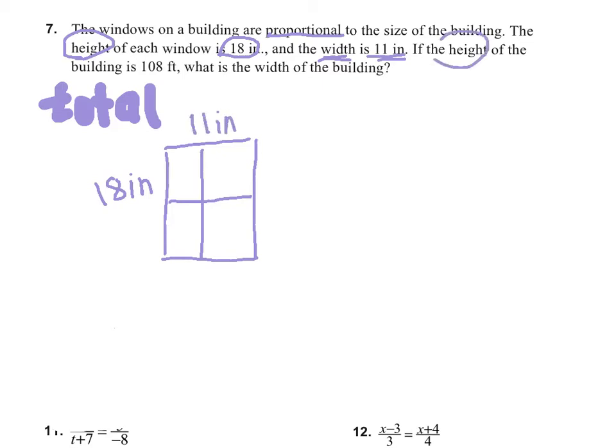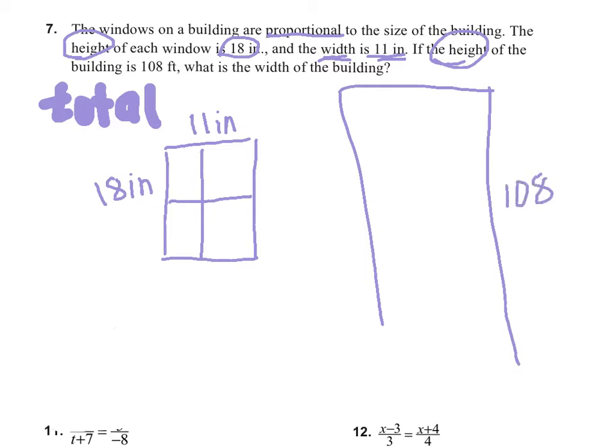Now it says the height of the building. Oh, so there's a building involved. I'm just going to draw like a skyscraper, I guess. And so the height of the building is 108 feet. And I want to know what the width of the building is.